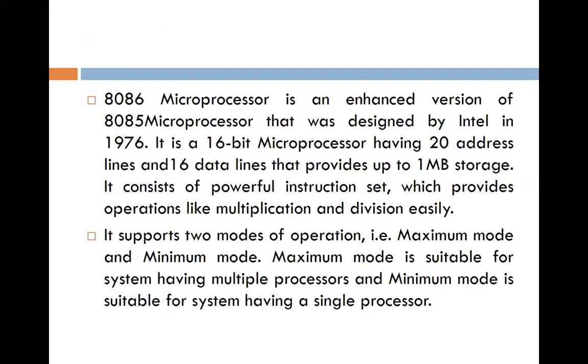The 8086 microprocessor is an enhanced version of the 8085 microprocessor that was designed by Intel in 1976. It is a 16-bit microprocessor having a 20-bit address line and 16-bit data lines, providing up to 1 MB of storage. It consists of a powerful instruction set which provides operations like multiplication as well as division easily. It supports two mode operation, maximum mode and minimum mode. Maximum mode is suitable for systems having multiple processors and minimum mode is suitable for a single processor.